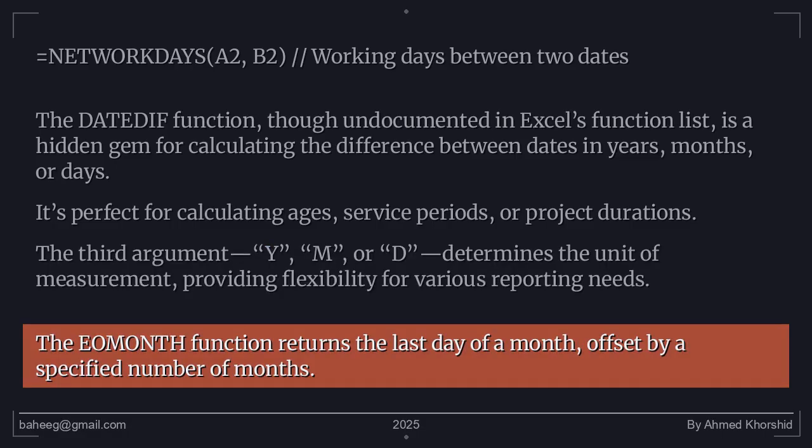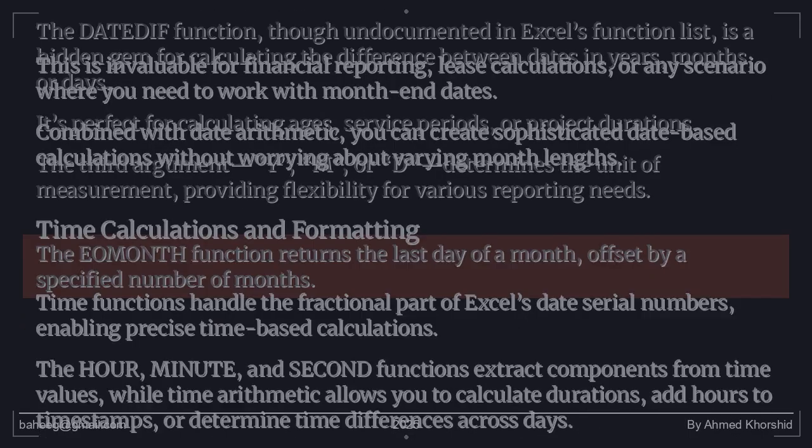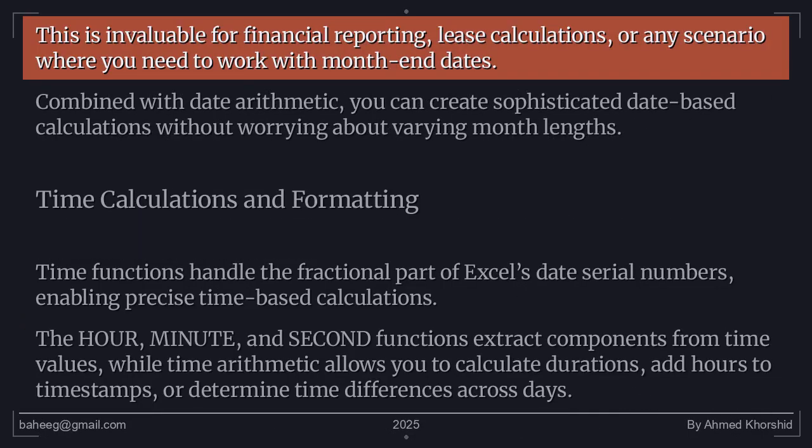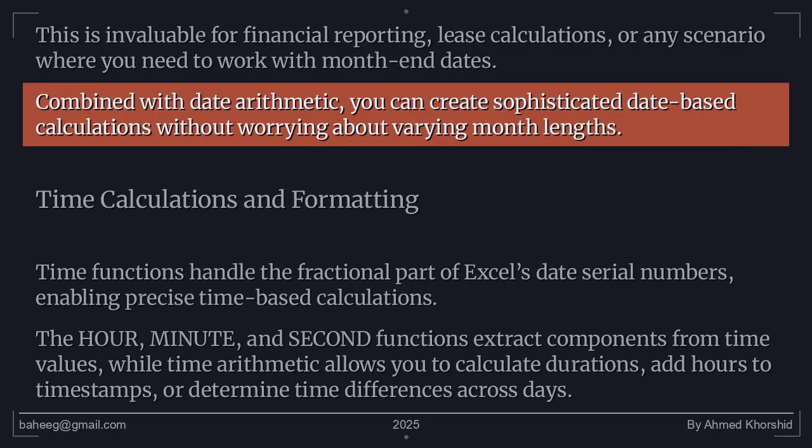The EOMONTH function returns the last day of a month, offset by a specified number of months. This is invaluable for financial reporting, lease calculations, or any scenario where you need to work with month-end dates. Combined with date arithmetic, you can create sophisticated date-based calculations without worrying about varying month lengths.